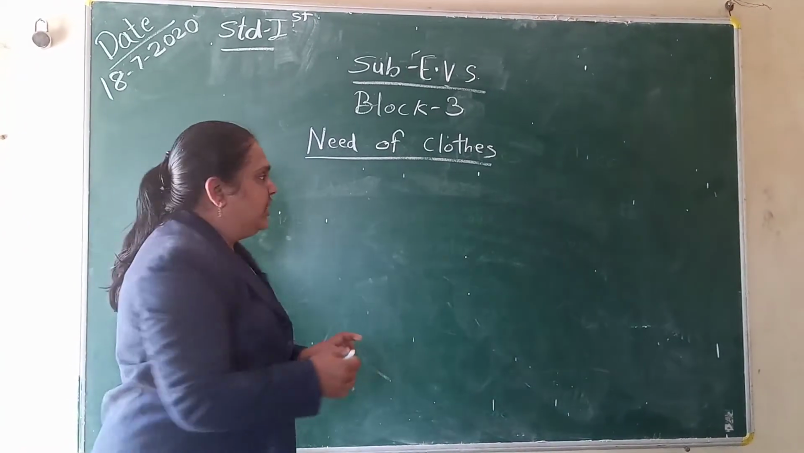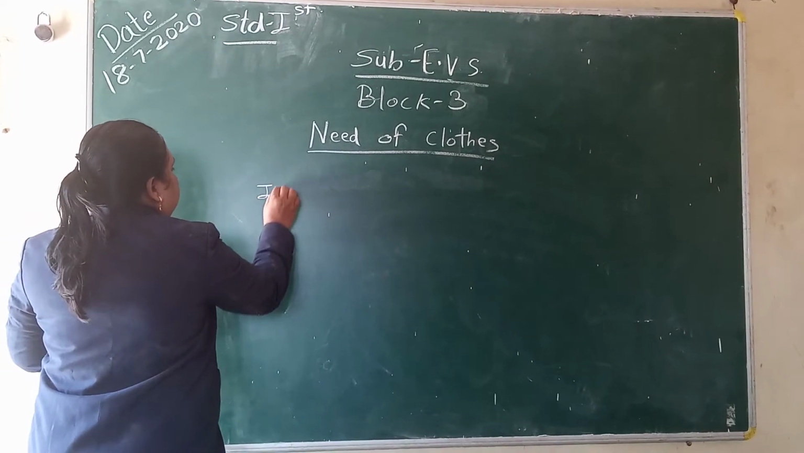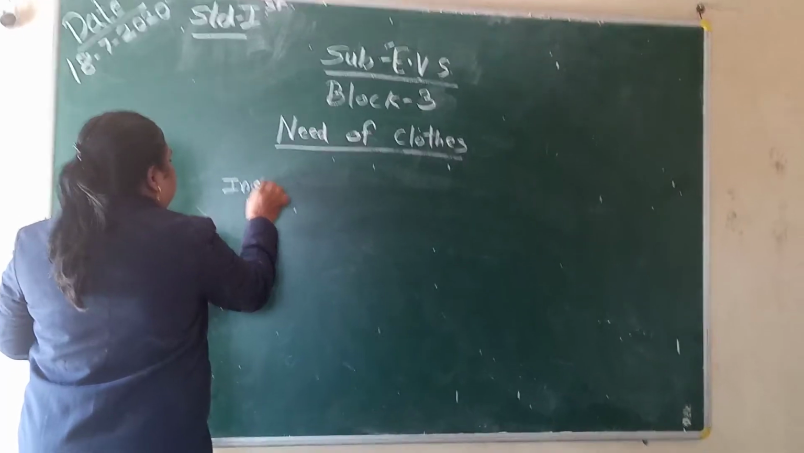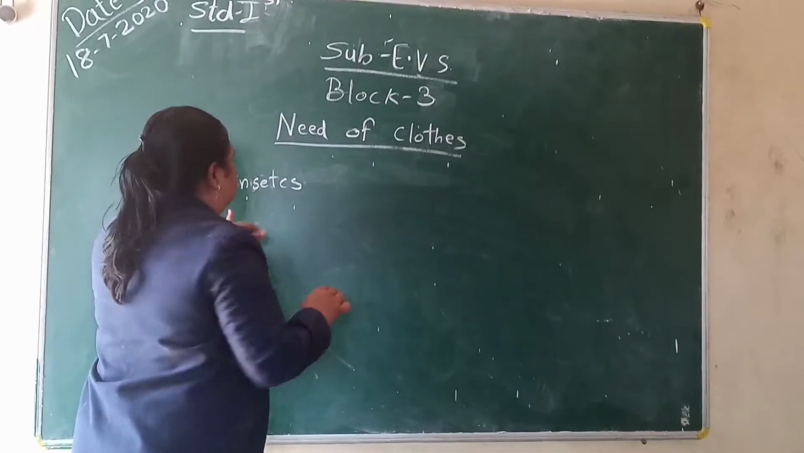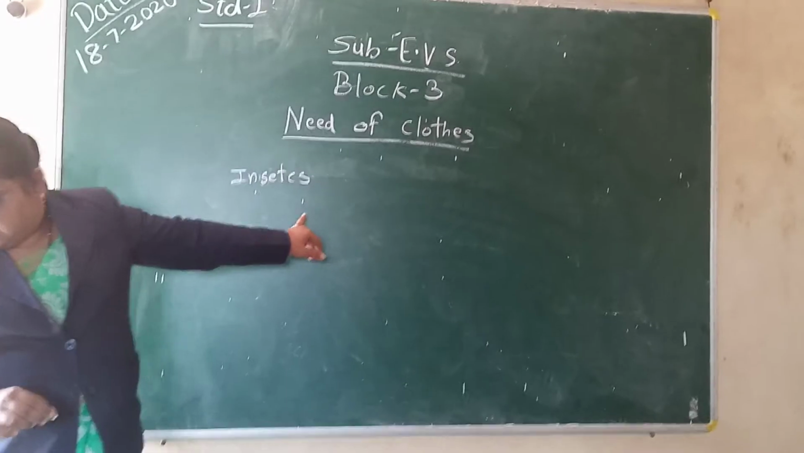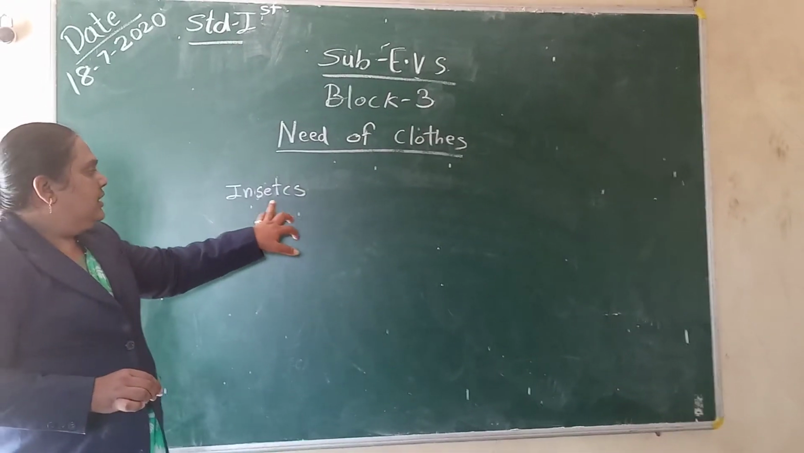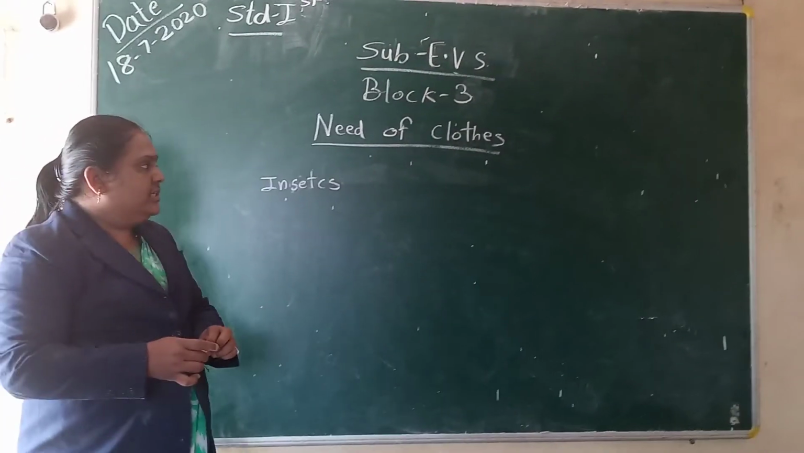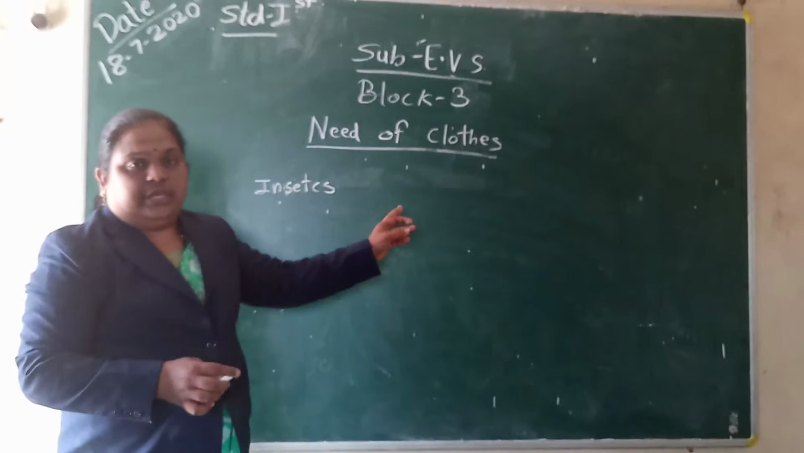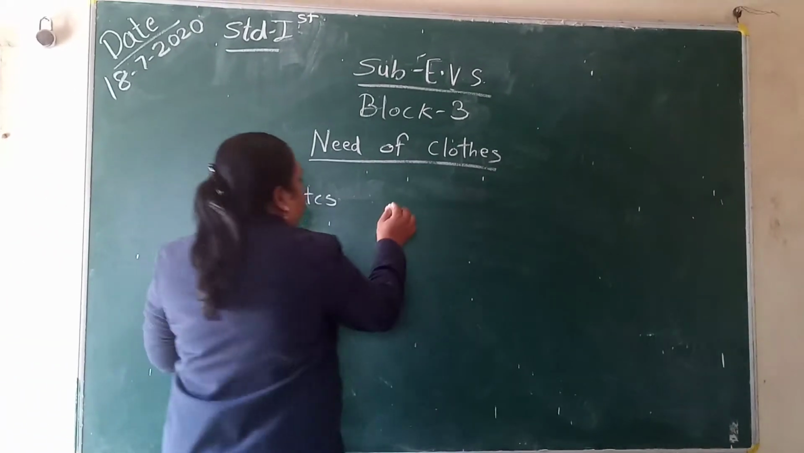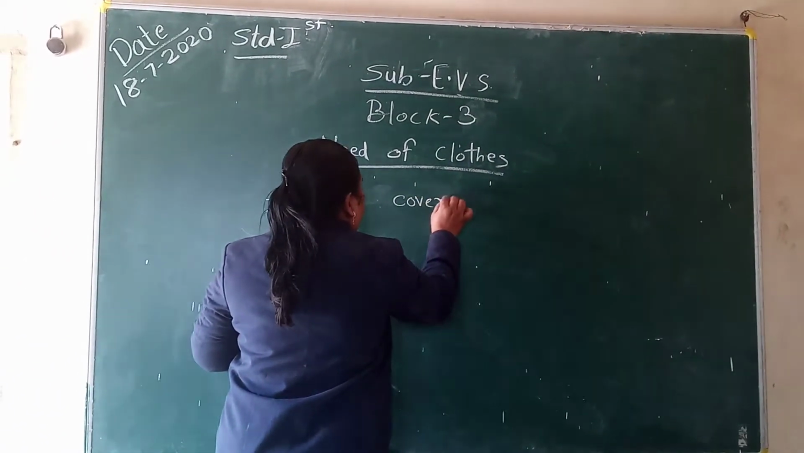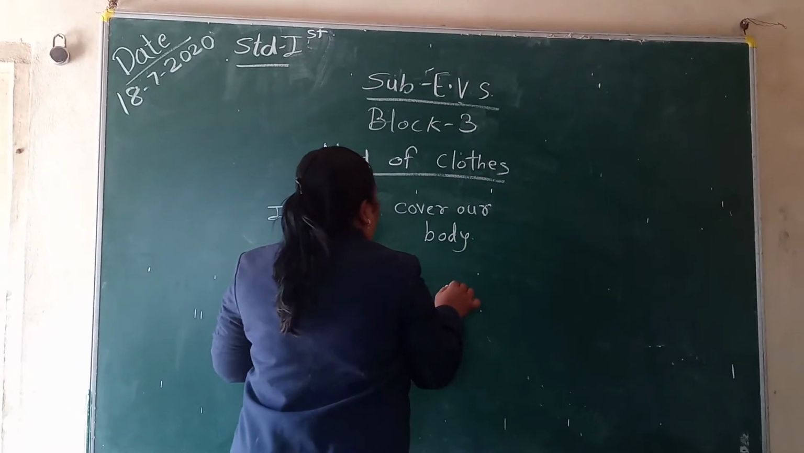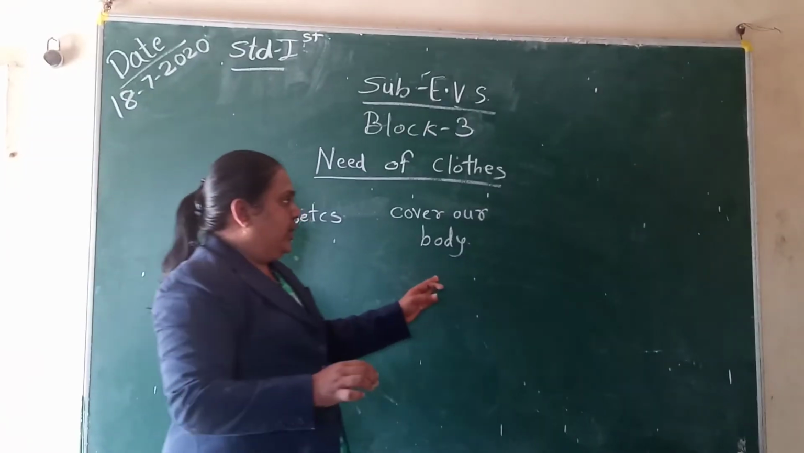Clothes protect us from the insects. What does it protect? It protects from insects. Now after that, we cover our body. What do the clothes do? The clothes cover our body.